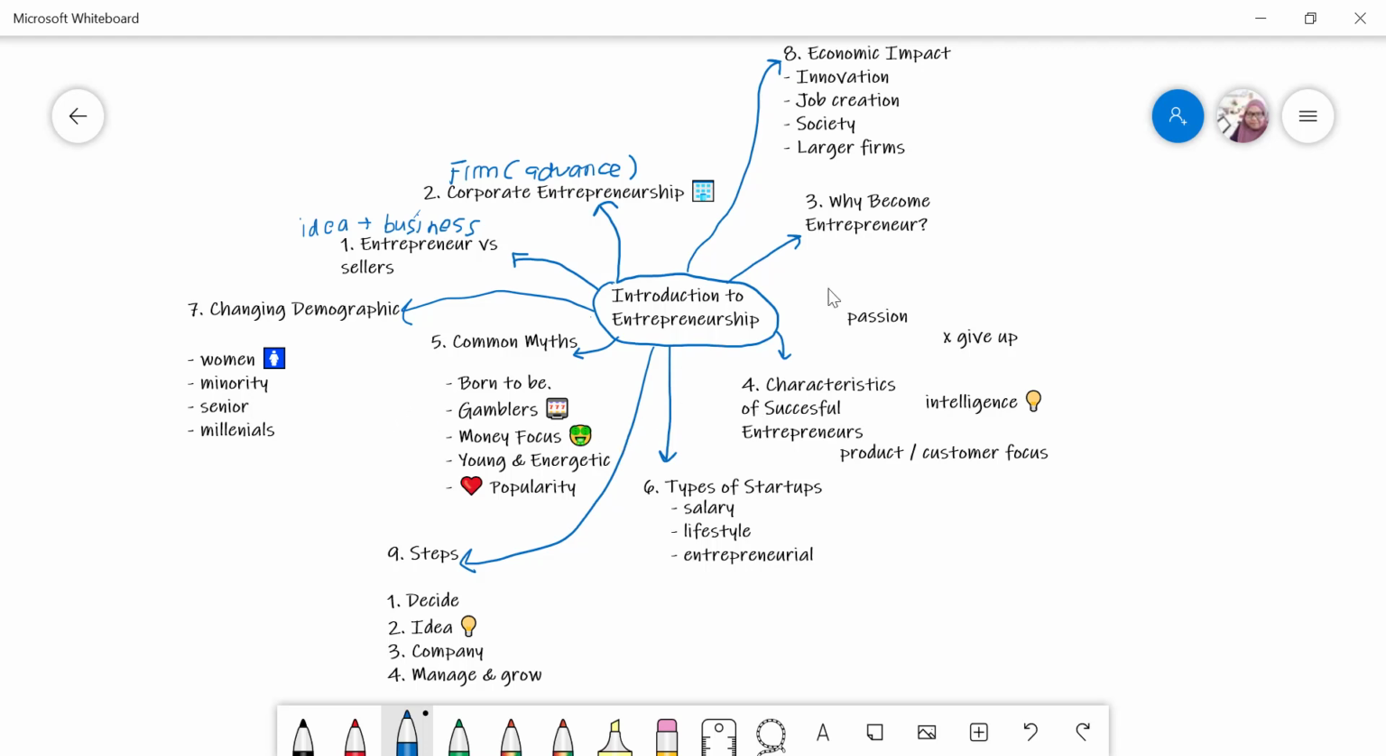Okay, number 3, why do you want to become an entrepreneur? There are 3 primary reasons. Number 1, you want to become a boss. Number 2, because you have your own idea. And number 3, because of money. Why do you want to become an entrepreneur?